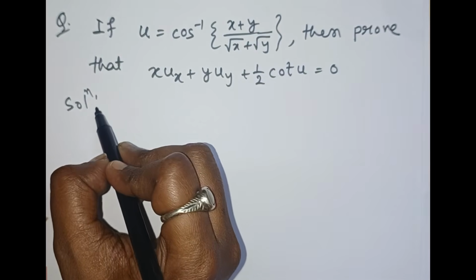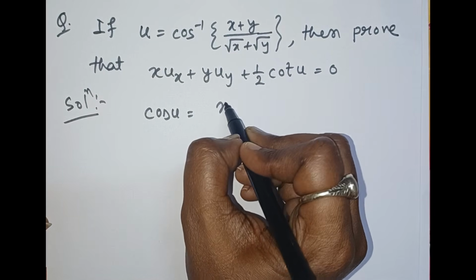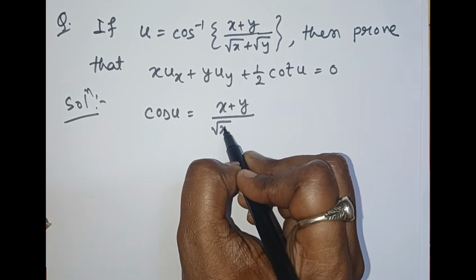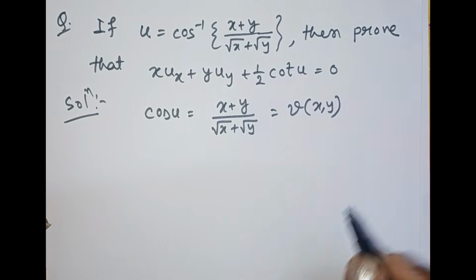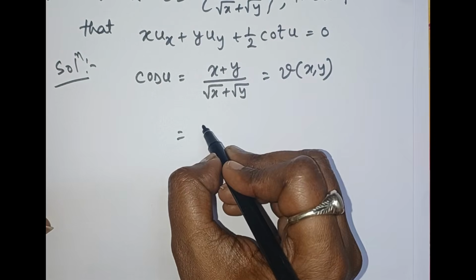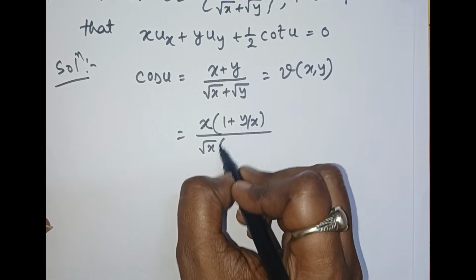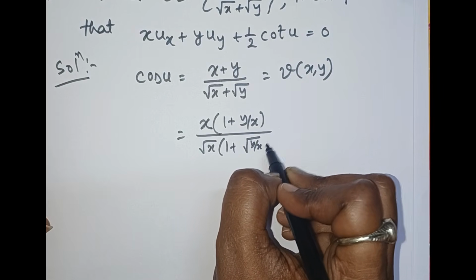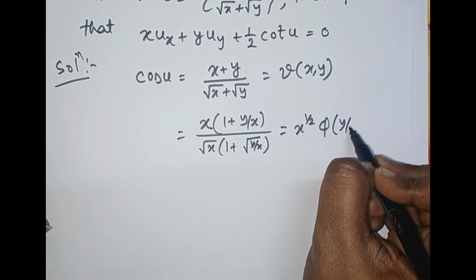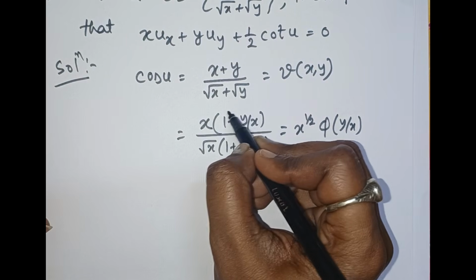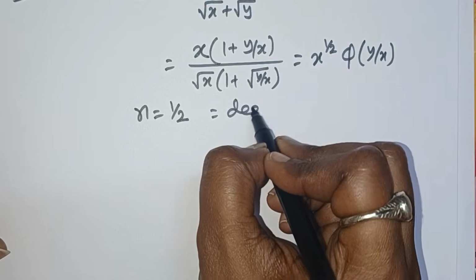So again, u equal to cos inverse of x plus y by square root of x plus square root of y. Then we have to prove this expression. So write cos u equal to x plus y by square root of x plus square root of y and take this as another function v of x y. Now find the degree of this v. So we can write x into 1 plus y by x, and square root of x into 1 plus square root of y by x. So the part of y by x is phi of y by x and x to the power half multiplied with it. So the degree of v, that is n, equal to half.